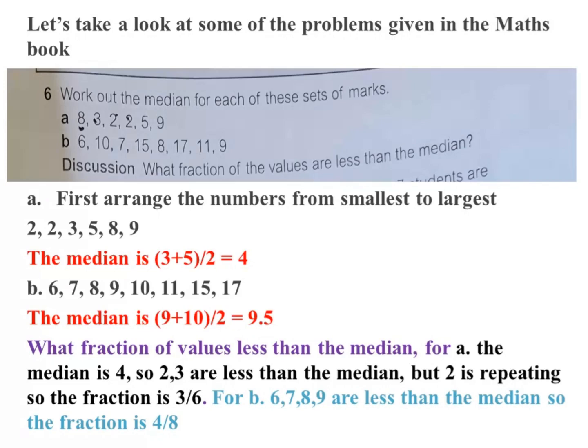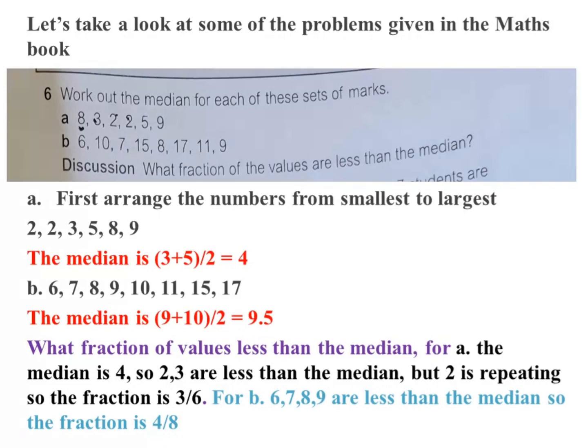Apart from that, the question says that in the discussion we need to find the fraction of the values less than the median. Looking at the problem denoted in serial number A, the mean is 4 and the values less than the mean are 2 and 3. But 2 is repeating in the number set. Therefore, three numbers are less than the mean value.